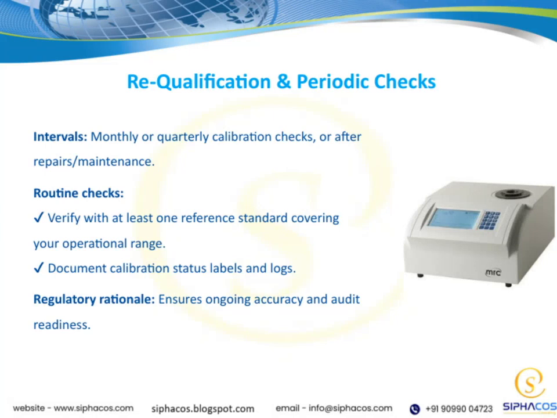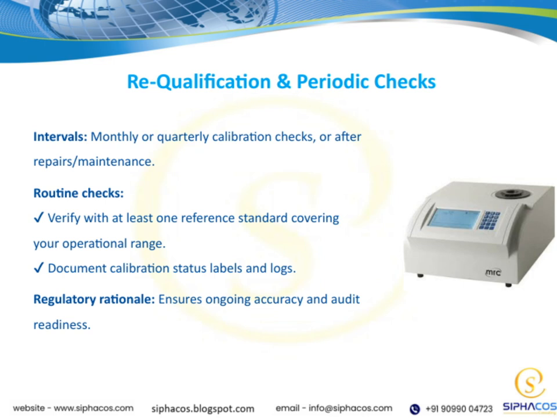Now, let's talk about requalification and periodic checks. These are essential steps to ensure our equipment remains accurate and reliable over time. The recommended intervals for these checks are typically monthly or quarterly calibration assessments, but they should also be performed after any repairs or maintenance to confirm everything is still within specifications.